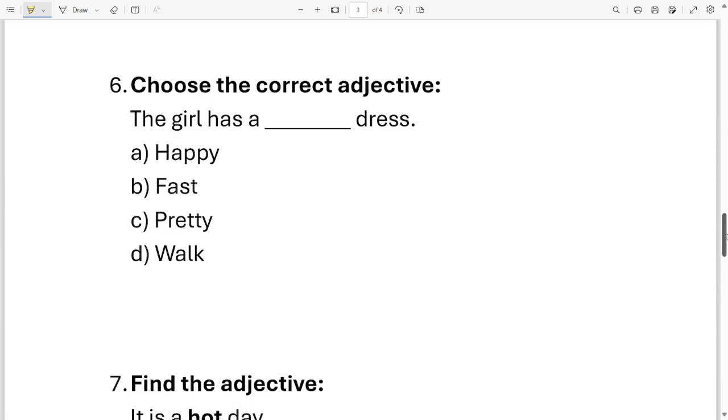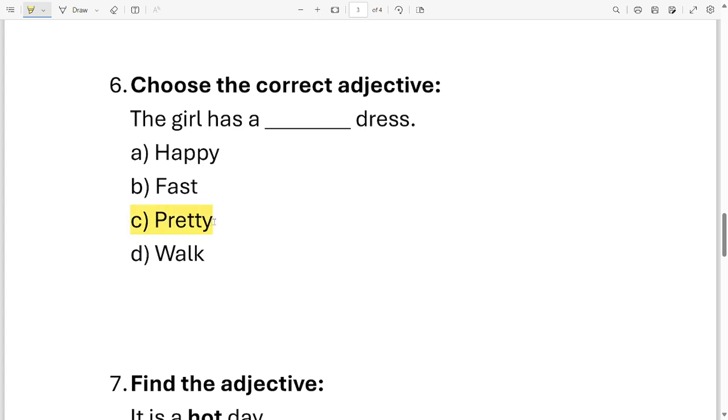Question number 6 is, choose the correct adjective to fill this blank. The girl has a dash dress. Which word should I fill over here? Options are happy, fast, pretty, walk. Should I fill the first option, happy, or fast, or pretty, or walk? Which word will come in this blank?